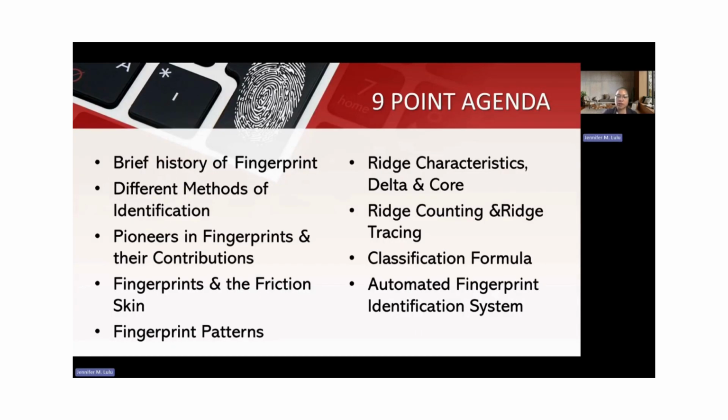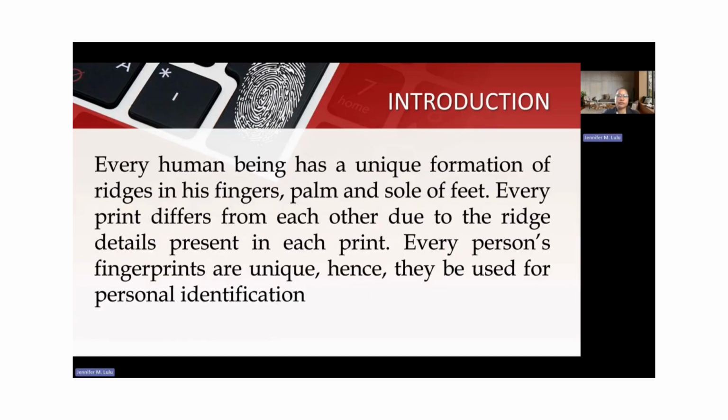Based on the 9-point agenda, we'll be discussing a brief history of fingerprint and then different methods of identification, pioneers in fingerprints and their contributions, fingerprints and the precision skin, fingerprint patterns, ridge characteristics, which is the curve and the data. Another one, we have ridge counting and ridge tracing, classification forms, and the last one is the automated fingerprint identification system, which is called AFIS.